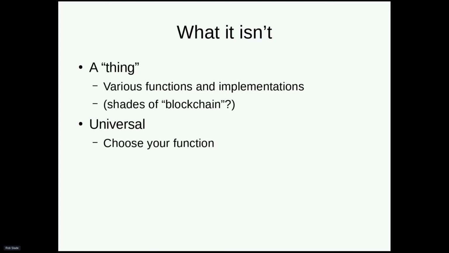Now, what homomorphic encryption isn't is just as important as what it is. It's not a thing. There's various functions and implementations. It's not universal. You have to choose your function in order to choose the particular work that you are doing with homomorphic encryption. So you don't just encrypt it with homomorphic encryption and then decrypt it, or work with it in various ways. No, you have to choose what you're going to use it for, and that drives how you are going to encrypt the data in the first place.